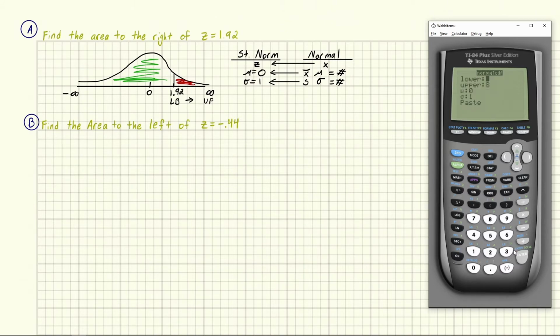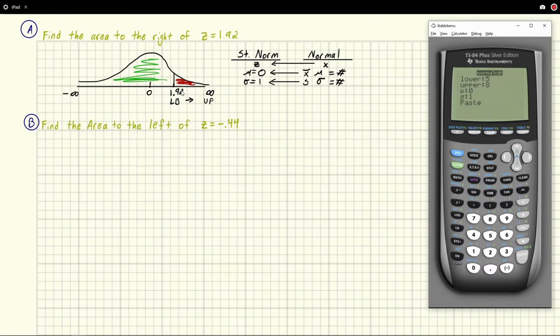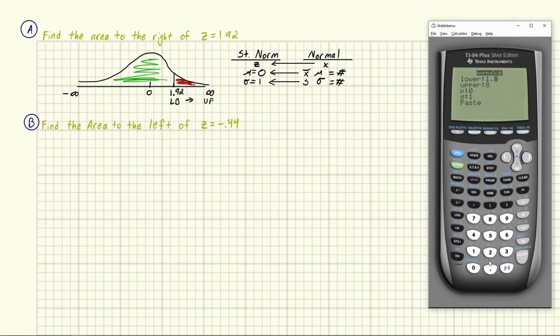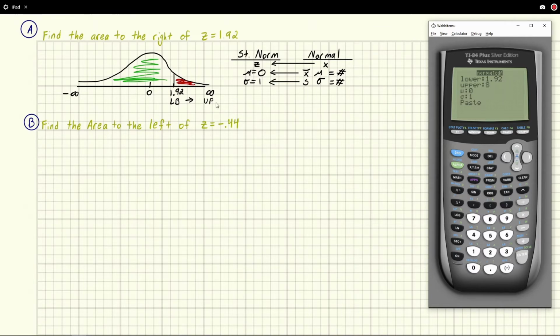So we go ahead and pick that, and it wants our 2 boundaries. Well, we talked about our lower boundary. We start at 1.92, so we put 1.92. And we go to infinity. But how the heck do we type infinity in a calculator? There's no symbol for it. But what infinity is, in our case, is just a big number.